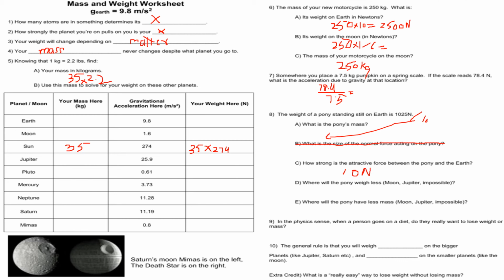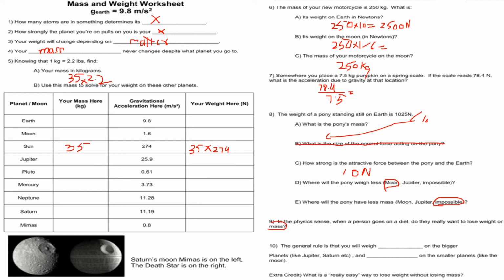Where will the pony weigh less: Moon, Jupiter, or impossible? Which one has less gravity? It's the Moon, so definitely it's the Moon. Where will the pony have less mass? Impossible. A pony's mass does not change. In the physical sense, when a person goes on a diet, do they lose weight or mass? They lose their mass.